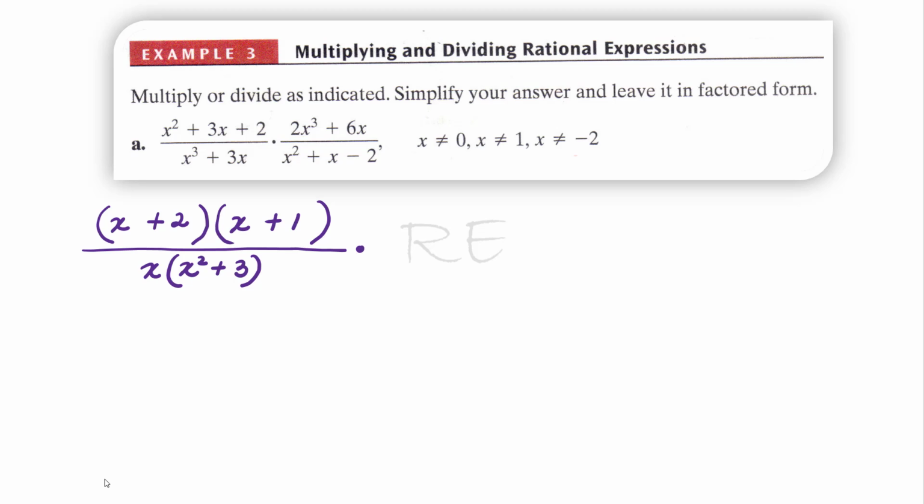Multiplied by, we're going to factor the numerator of the second rational expression. 2x times x squared plus 3 over x squared plus x minus 2, which is x plus 2 times x minus 1.